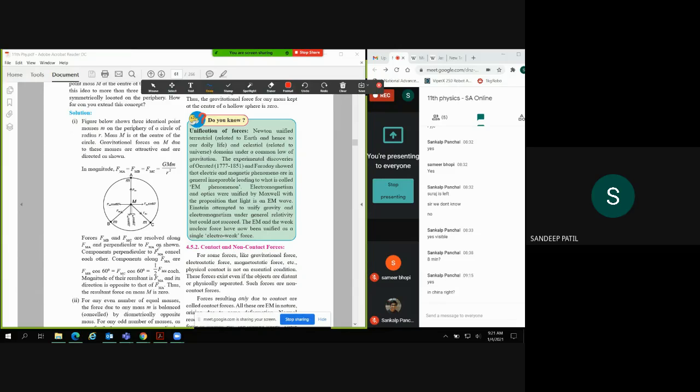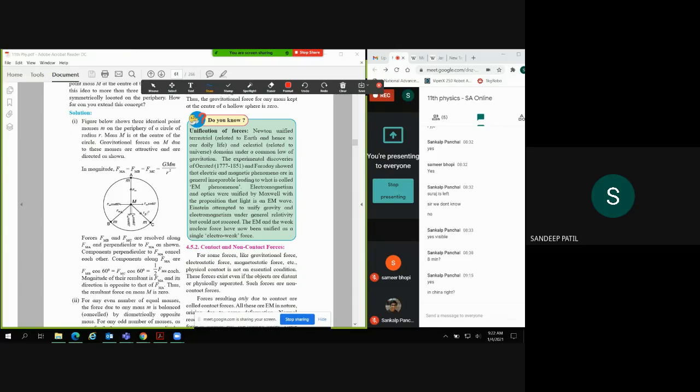In this direction, and components perpendicular to FMA cancel each other. So components along FMA are FMB cos 60 and FMC cos 60, which is equal to half. So these forces get cancelled because their magnitude is the same and their direction is opposite, right? So this resultant is 0. Resultant force on M is 0. So totally, the resultant force on this M is 0.